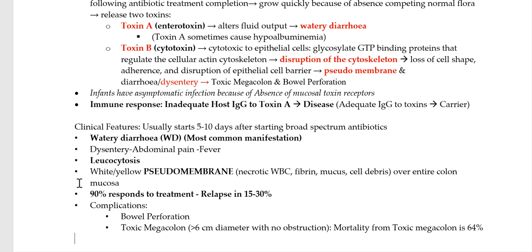Ninety percent of the population who are affected with CDAD respond to treatment, but we have seen that relapse happens in 15 to 30% of cases. There are two main complications. One is bowel perforation, and second is toxic megacolon, in which there is more than 6 centimeter diameter with no obstruction. Mortality resulting from toxic megacolon is up to 64%.